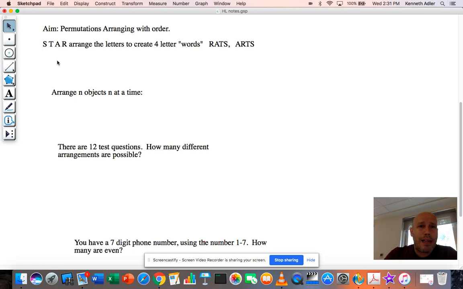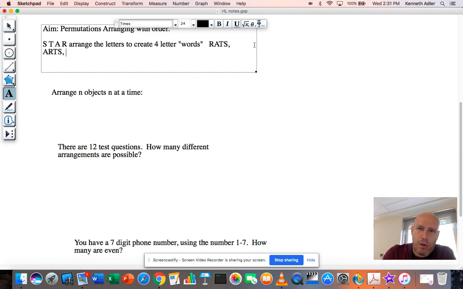So let's take a look at the first question. I'm telling you to take a look at the word STAR. I'm asking you to arrange the letters to create four-letter "words." I put words in quotations because RATS and ARTS are words, but something like STRA is not really a word, but we're going to call it a word. So the question is, how do we quickly arrange the letters?